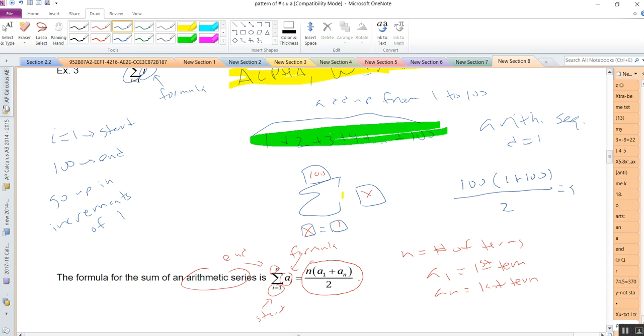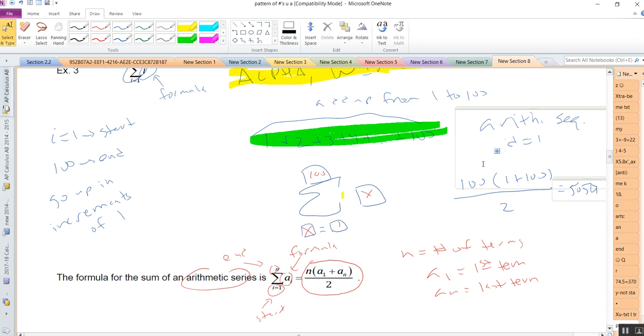Sorry, 50-50. So this could be a very handy formula to use instead of just adding up this number over and over again. Now, of course, I gave you the formula to use. What if I didn't give that formula? Sometimes it's a little tougher to work out. And we're going to see that in example 5.